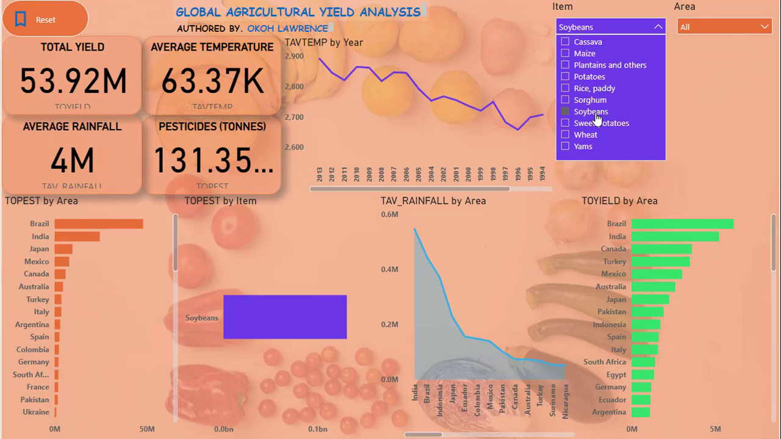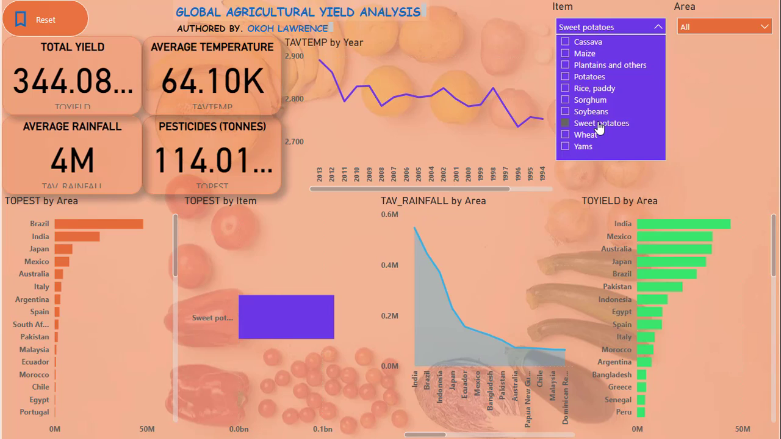Then soybeans, we also see Brazil and India, followed by Canada, ranking 3rd on the list. So you can see that these countries are really good in agricultural products. We go to sweet potatoes. India is the highest, followed by Mexico, Australia, Japan, Brazil, Pakistan, Indonesia, Egypt, Spain, Italy, Morocco. Then Peru has the last position there.